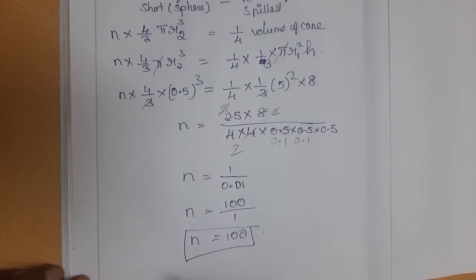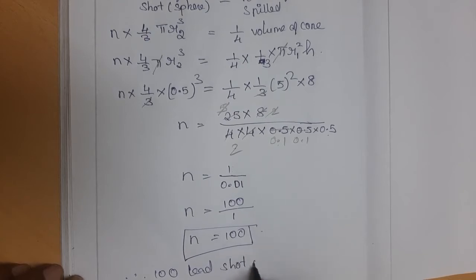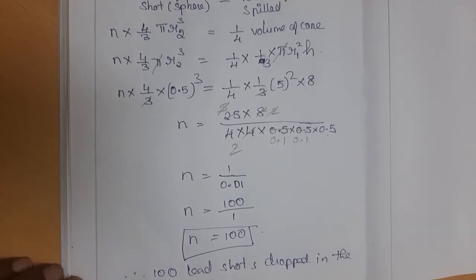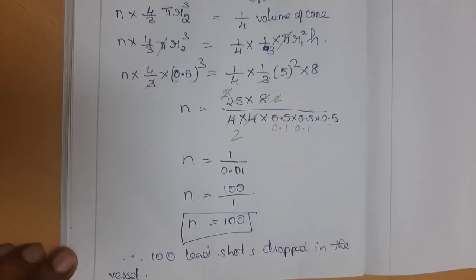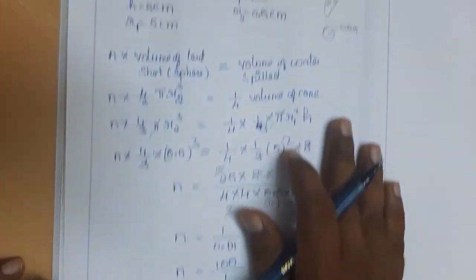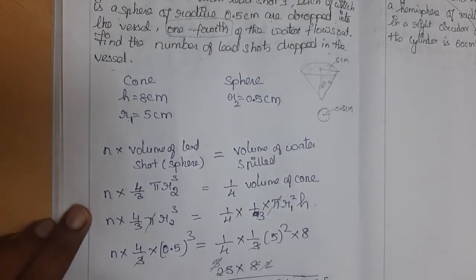Totally how many shots? 100. So therefore 100 lead shots dropped in the vessel. That's a conical vessel. Clear? So the only thing you have to do is frame this, then automatically you will get the rest of the answers.